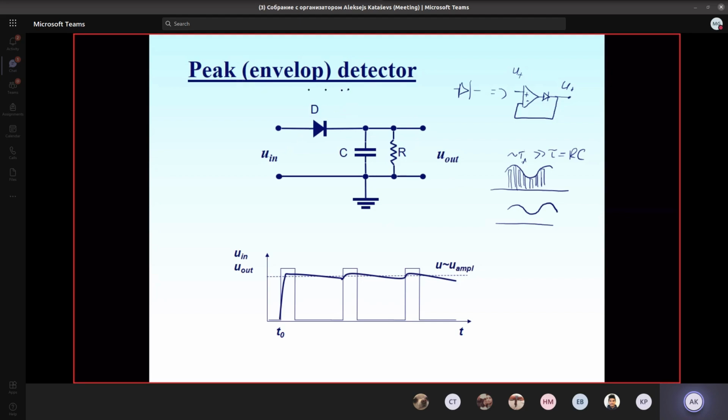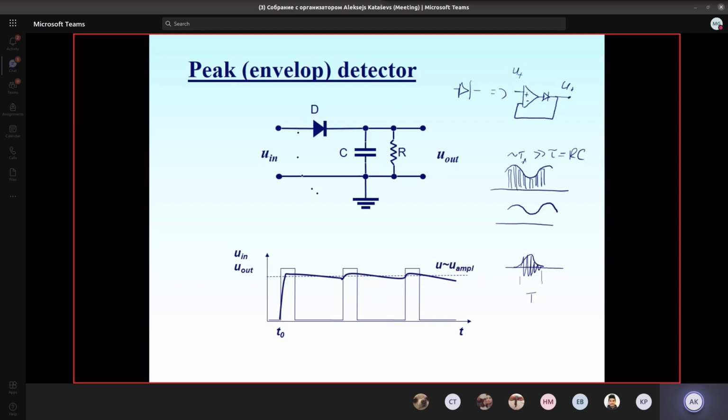One of the names is a peak detector. Another name is envelope detector. Why is it named envelope? Because if we have a very high frequency pulse train, of not so small duration, the output will actually be the envelope of the amplitude of these pulses. So we got the enveloping.